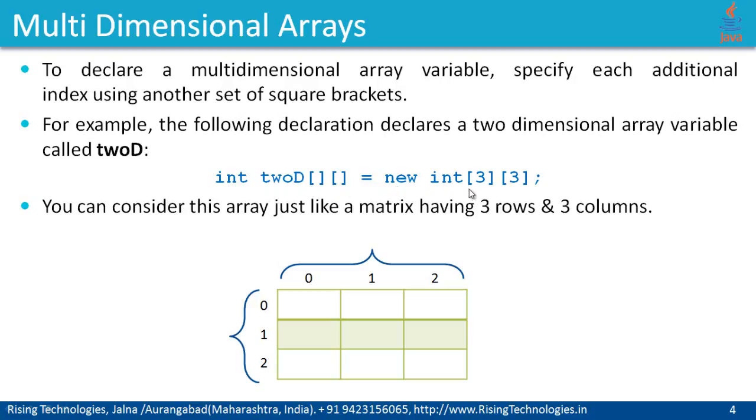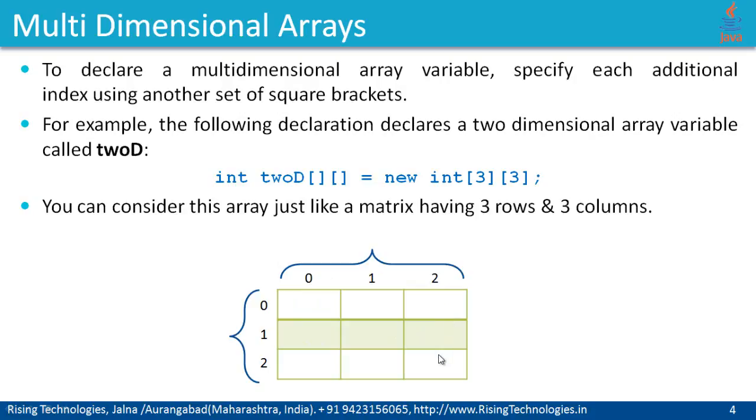And look at this memory allocation using new operator. I have said new int 3 and 3. That means this will allocate an array. That array is going to have 3 rows and 3 columns. You can imagine this array something like this. Whenever in any program you want to store the values in a tabular form, or you can say in a matrix form, you can declare a two-dimensional array having specific number of rows and a specific number of columns.